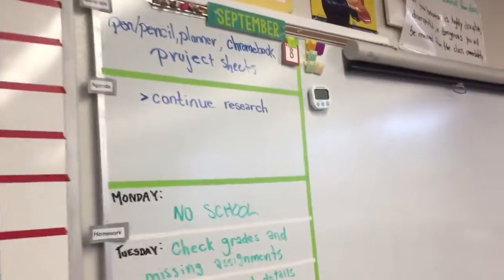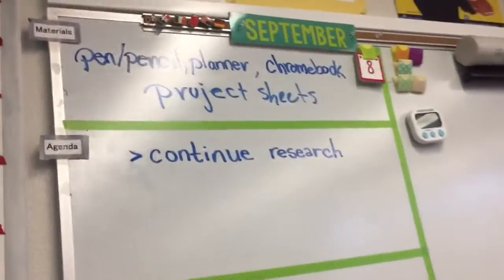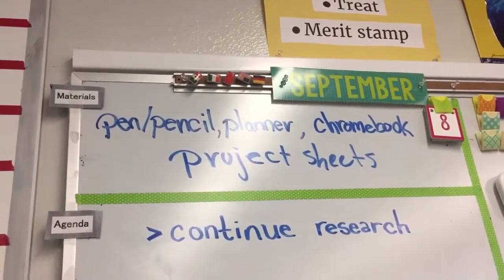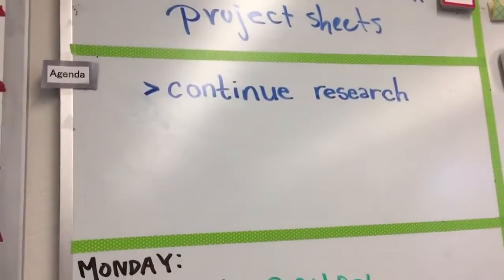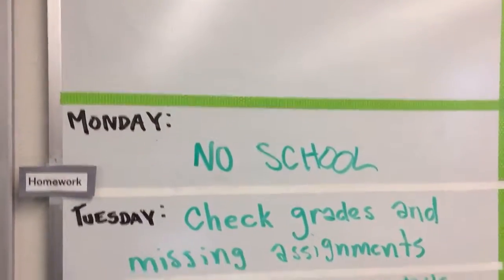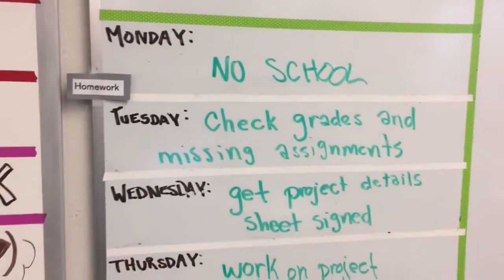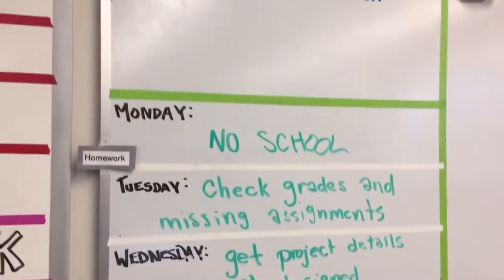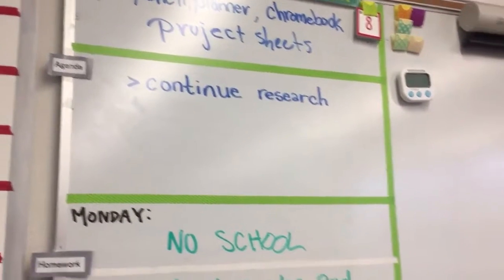So to start off, when you come in, you should always look at the front of the board. This is where you see materials, agenda, and homework. So you'll see that it's split into three different sections. So at the very top, you'll see the date and the material. So see that this day you come in, you need pencil, planner, Chromebook, project sheets. The agenda, this is what we're doing today, is we're just going to continue research. And here at the bottom, you'll see the weekly homework, Monday, Tuesday, Wednesday, Thursday, and Friday. So if you're ever absent, that is the board that you should be looking at.